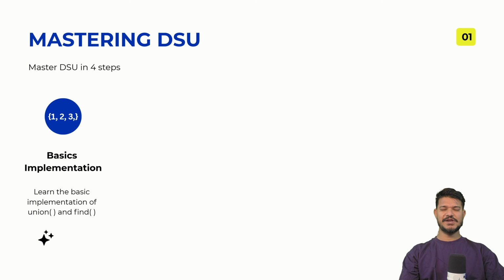It also uses a simple array, so not a very advanced data structure or data type. To master DSU, there are 4 things you can master, and if you have learned all of those 4 things, you'll be able to solve like 90% of the problems. Starting with basic implementation: first, learn disjoint set union and how you can implement the basic version of DSU. It's very easy to implement and understand.